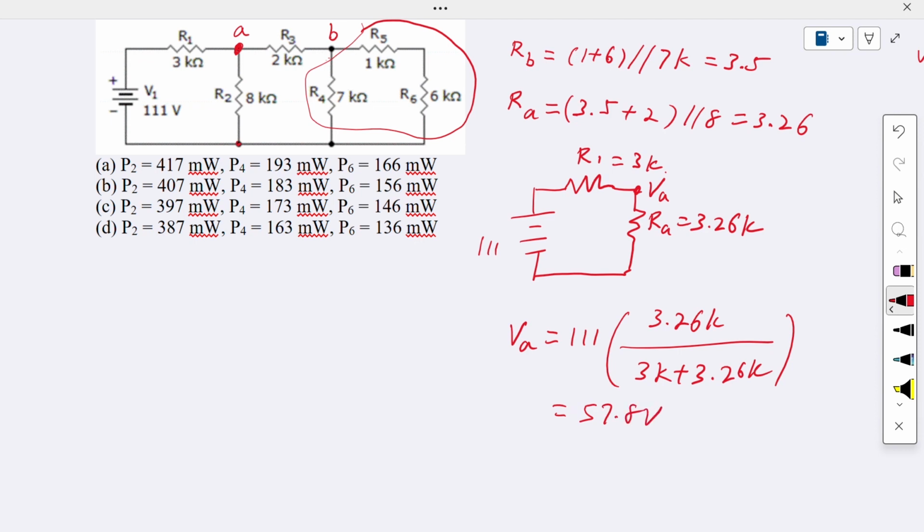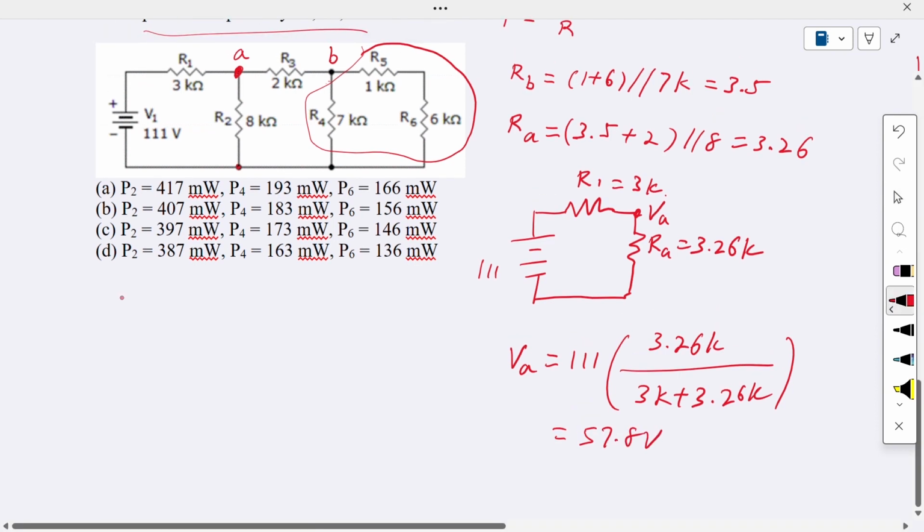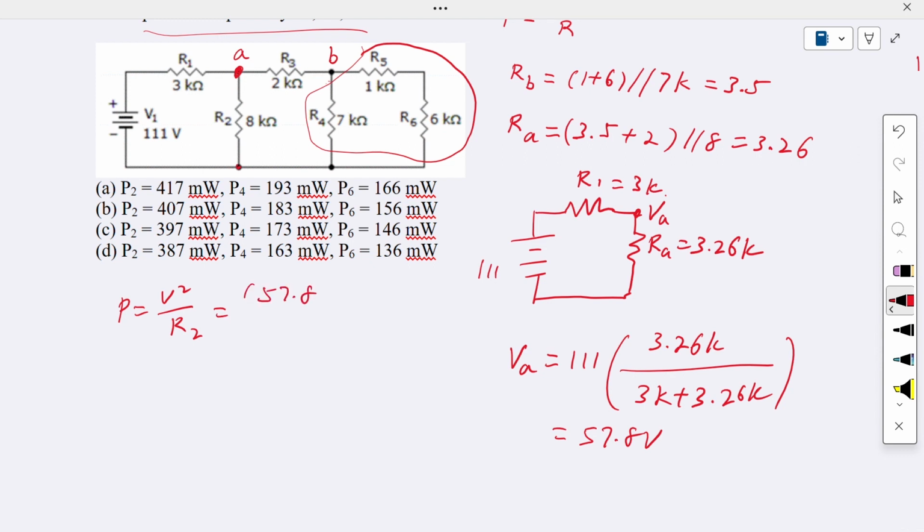Here you get the VA, 57.8 volt. After you get VA, you put this into the equation V squared divided by R2 to find the power, using the voltage across the resistor. So here we have 57.8, we take the square divided by the R2 in K. Roughly you will get 417.6 milliwatt. That means the closest answer for this is A, which is equal to 1417. So this is the closest answer. So the answer is A for this.